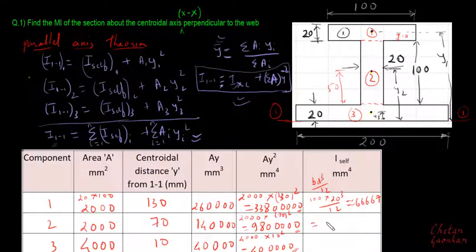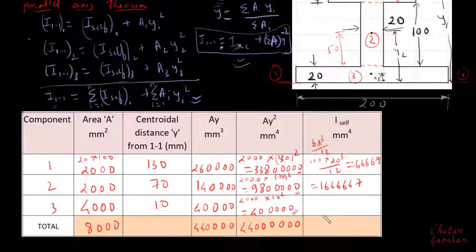Similarly for this term here, b will be 20, d will be 100, so it will be 20 multiplied by 100 cube by 12, and that will be equal to 16666, and then one more 6, and then 7. And similarly for this term bd cube by 12, here b will be 200 multiplied by 20 cube by 12. So this value here will be equal to 1,33333. So these are the three values of I self, and then finally I want the summation of this.